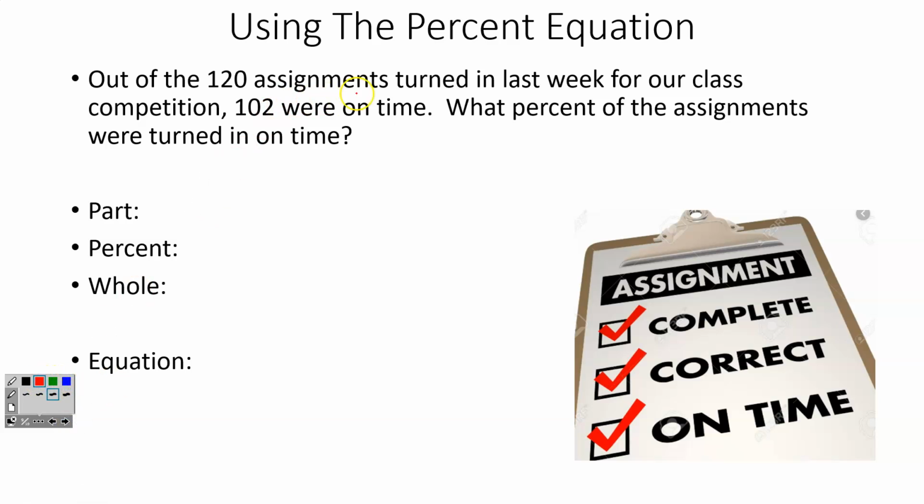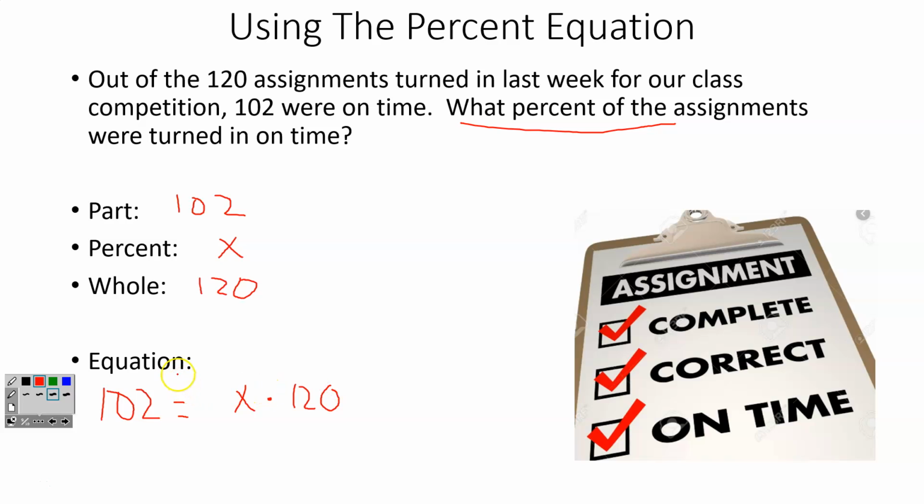Out of 120 assignments turned in last week for our class competition, 102 were on time. What percent of the assignments were turned in on time? Well, my part, that's going to be the number that was actually turned in on time. It was 102. My percent, I don't see any percent signs, and it does say what percent of the assignments, so we don't know. That's my x. The whole were the total number of assignments turned in, which is 120. Set it up as an equation. Part equals percent times the whole.